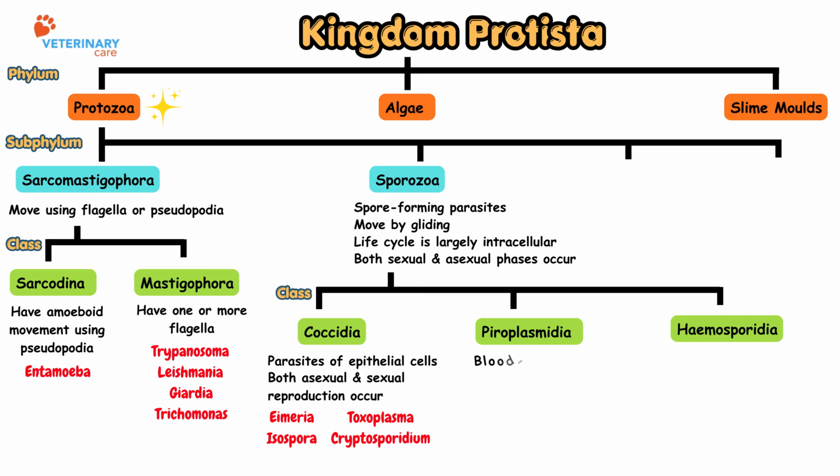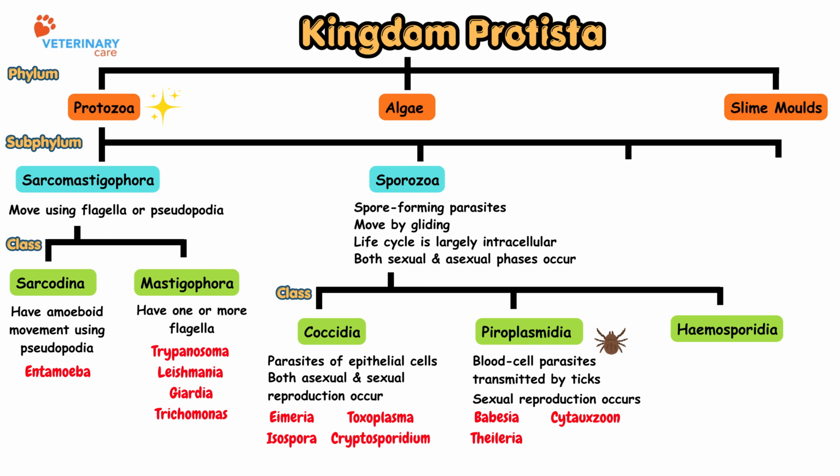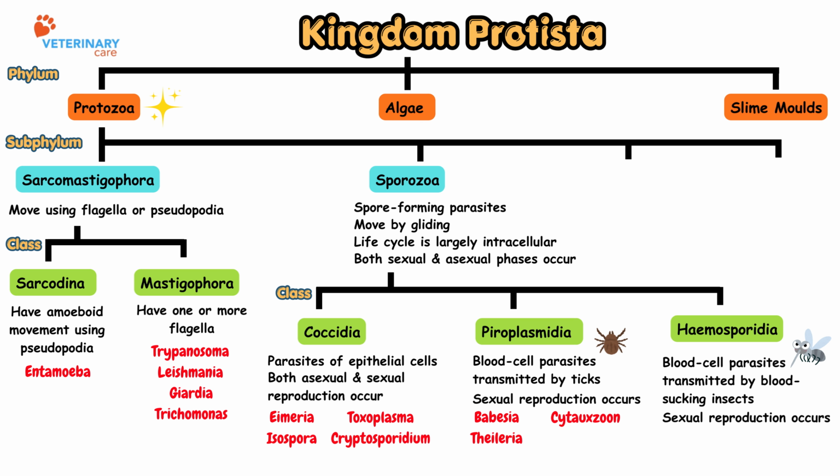Piroplasmidia includes blood cell parasites transmitted by ticks, where sexual reproduction occurs. For example, Babesia, Theileria, and Cytauxzoon. Haemosporidia includes blood cell parasites transmitted by blood-sucking insects, such as mosquitoes, where sexual reproduction occurs. For example, Plasmodium and Haemoproteus.